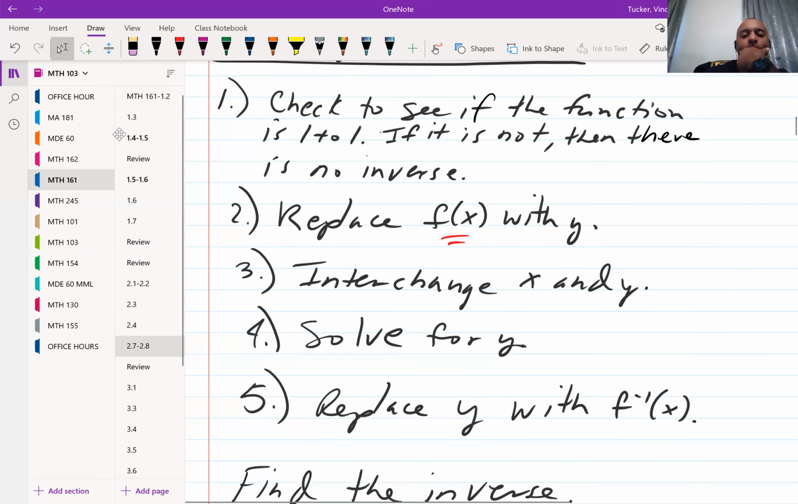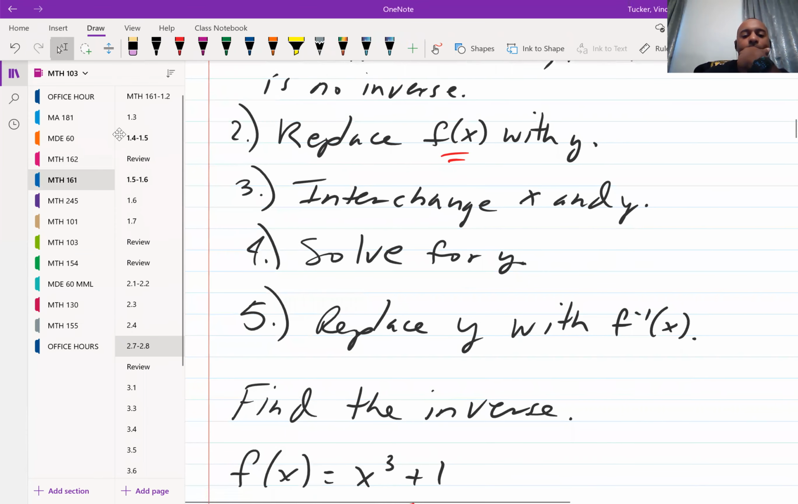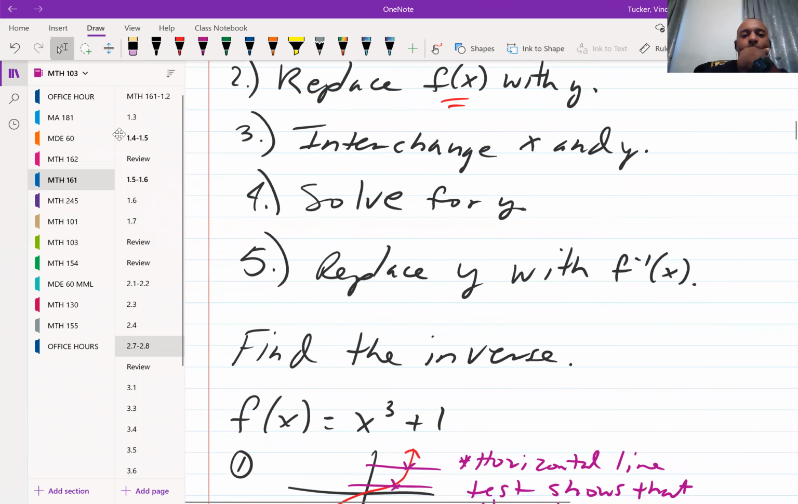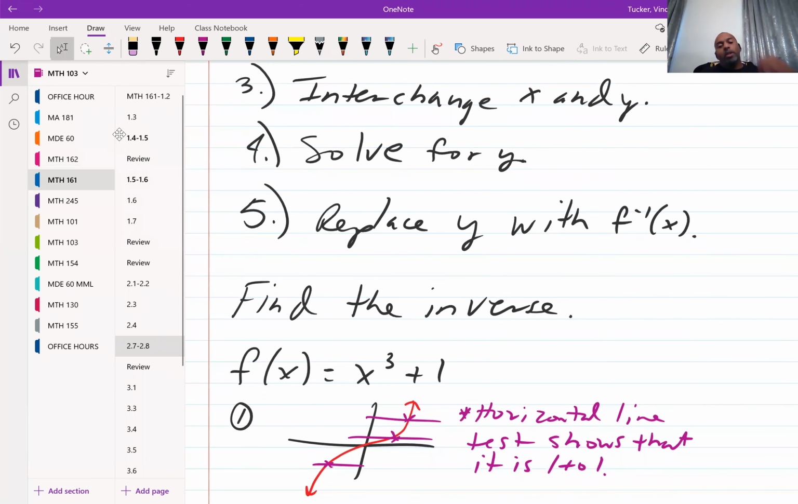All right, scrolling up. So the first one, f of x is equal to x cubed plus 1. First thing we want to do is establish whether the function is one-to-one or not. If you were to graph that, use a horizontal line test, the quickest way to do it, you'll see that no matter where you draw a horizontal line, it's only going to touch it once. So that means it is one-to-one, so there is an inverse to calculate or find.